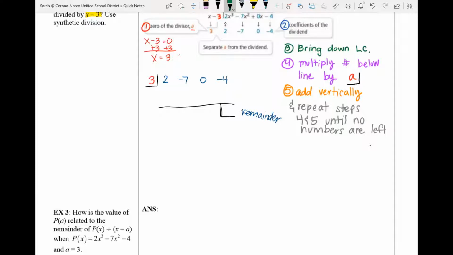We're going to bring down the leading coefficient, which was 2. So we're going to bring down that number 2 and write it underneath the line. Then every time after this, what I'm going to do is multiply a by the number that I wrote below the line. For the first number, it's always just the leading coefficient. So my leading coefficient was 2. 2 times 3 is 6. And then step 5, I'm going to add vertically. So I'm going to add -7 plus 6, which gives me -1.